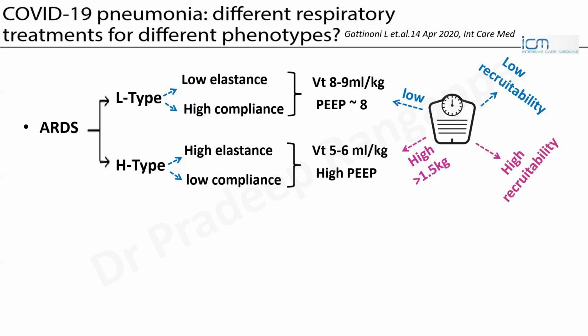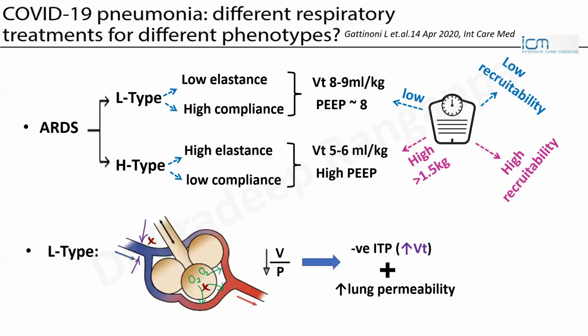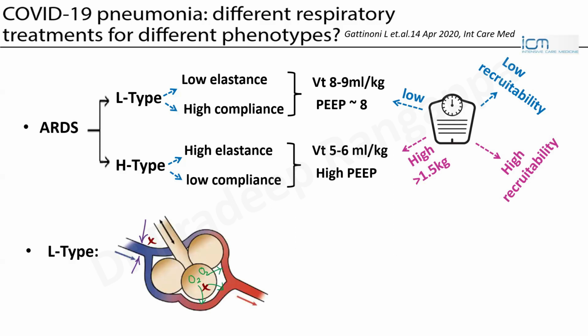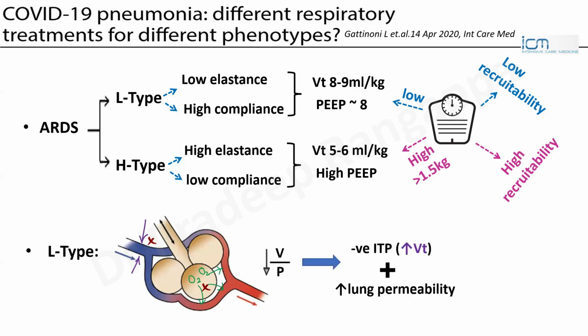They said the L-type has low recruitability and the H-type has high recruitability. They even went on to show that in L-type there is a lack of hypoxic vasoconstriction, there is impaired diffusion, there is reduced ventilation perfusion mismatch, and there is increased negative pressure. Why are we talking about COVID now? It is all done and dusted.